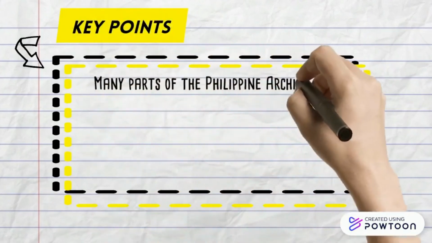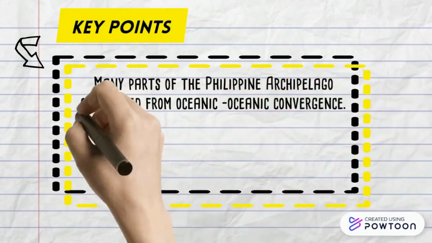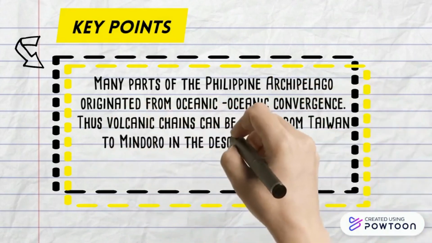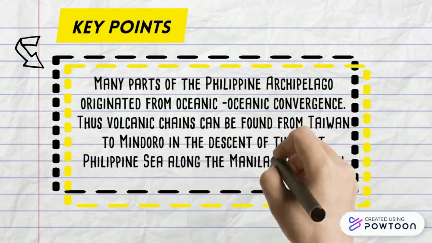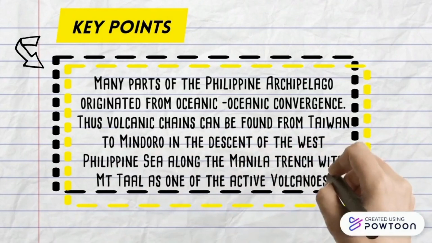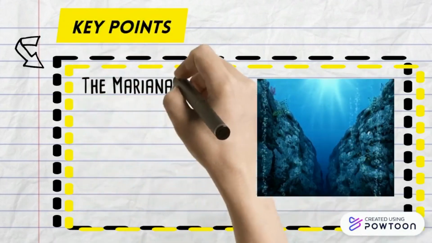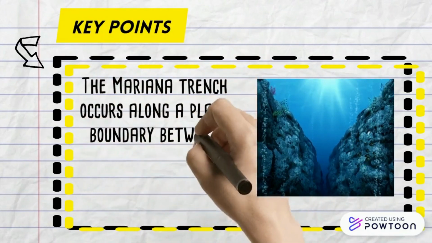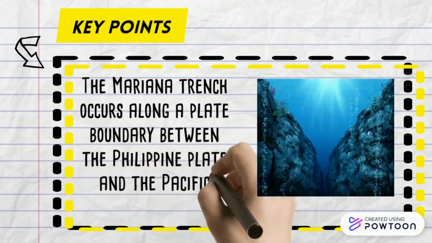Many parts of the Philippine archipelago originated from the oceanic convergence. Thus, volcanic chains can be found from Taiwan to Mindoro in the descent of the West Philippine Sea along the Manila Trench, with Mount Taal as one of the active volcanoes. The Mariana Trench occurs along a plate boundary between the Philippine Plate and the Pacific Plate.